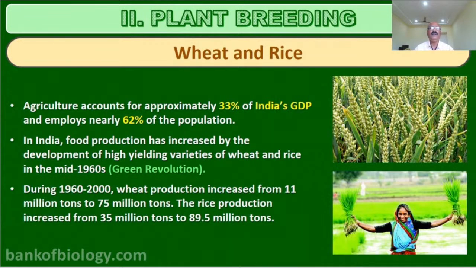So, agriculture accounts for approximately 33% of India's GDP and employs nearly 62% of the population. So, wheat in our country increased from 11 million tons to 75 million tons, and rice increased from 35 million tons to 89.5 million tons.